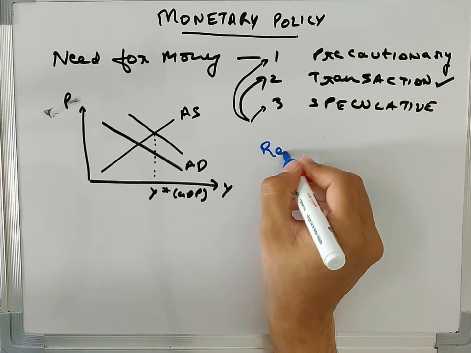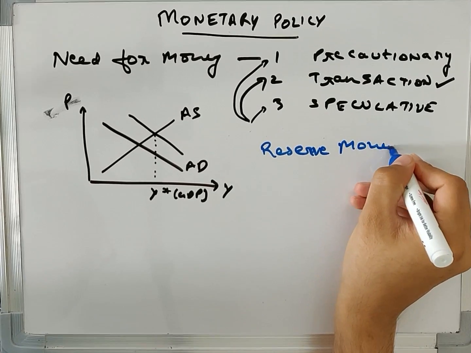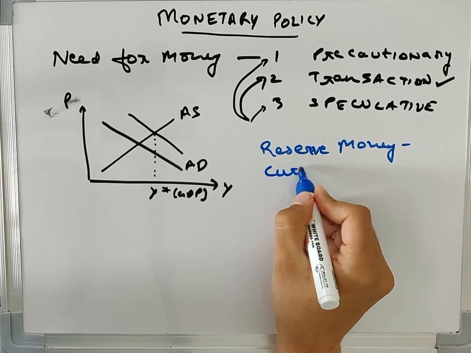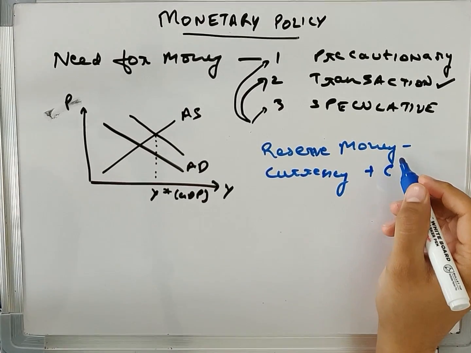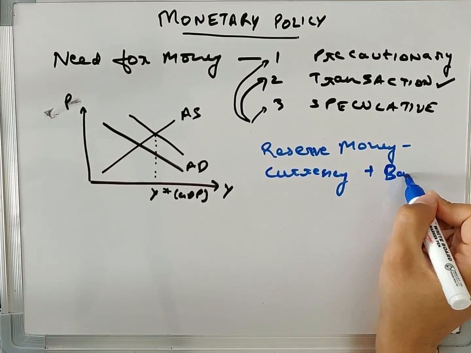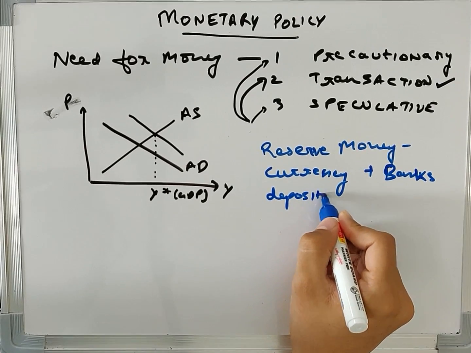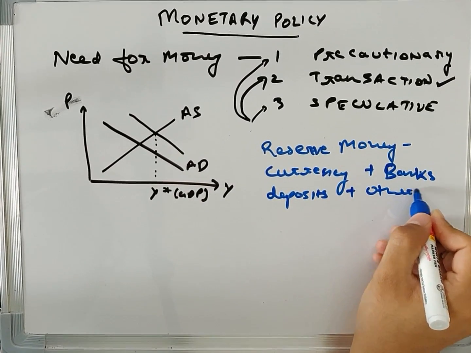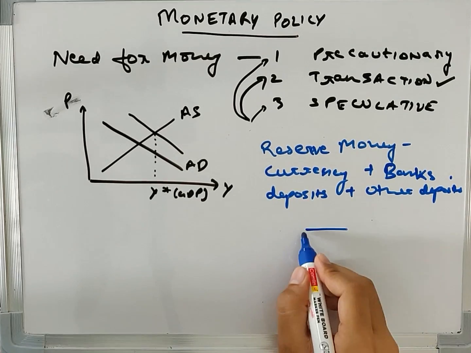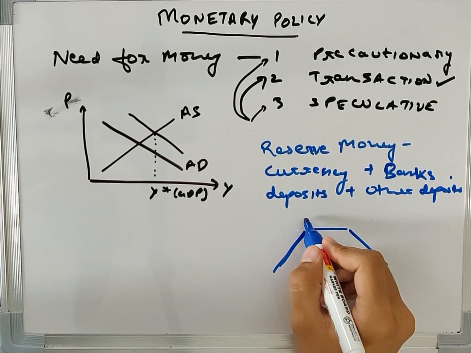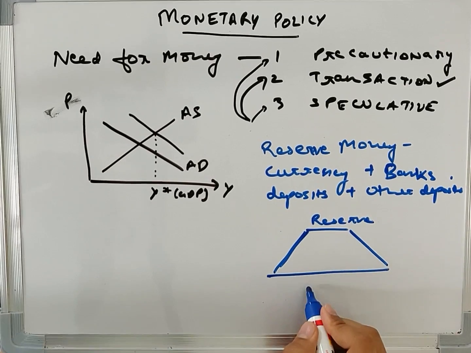Now, reserve money or high powered money is the currency in circulation plus banks' deposits with RBI plus other deposits. Now, this forms the base of monetary policy. This is the reserve money, and this is the total money supply.